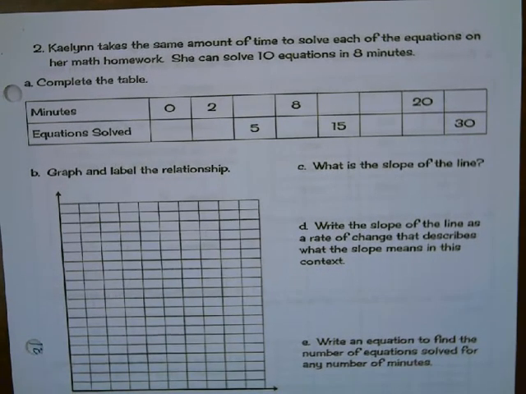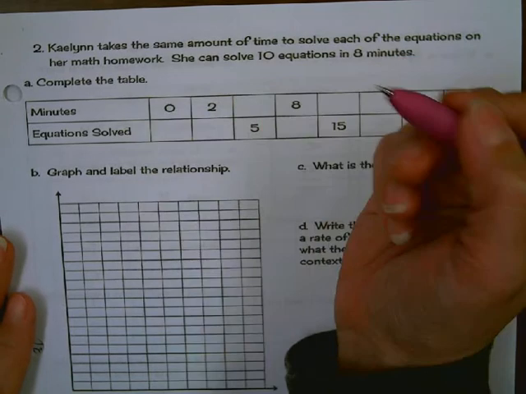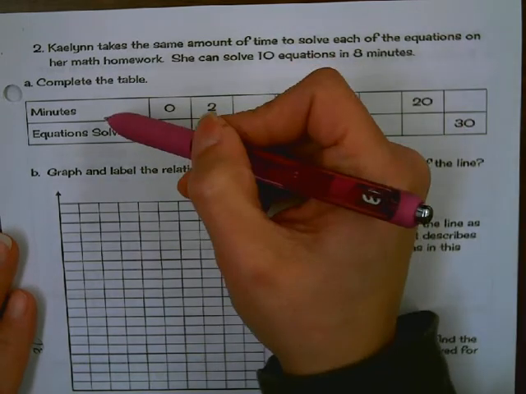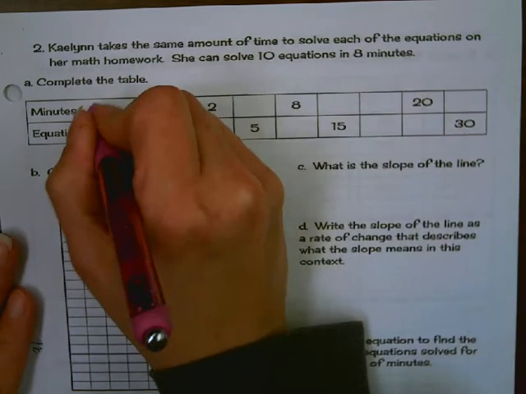All right, so problem number 2 says, Kaylin takes the same amount of time to solve each of the equations on her math homework. She can solve 10 equations in 8 minutes. So A says to complete the table, but as we've determined, it's so much easier to come up with that unit rate in order to fill in my table.